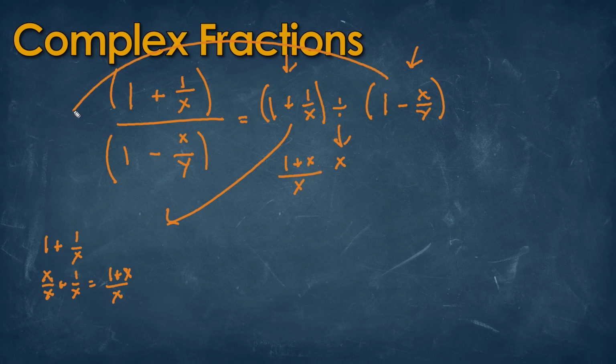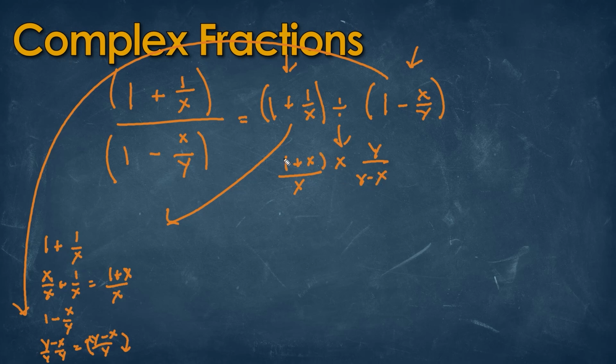Now we can do the same thing for this fraction where we have 1 minus x over y. This is going to simplify to y minus x over y. Now we want to plug that back into here, but this is multiplication, so we're going to have to take the reciprocal of this. We're going to have to flip this. So now we have y on top and y minus x on the bottom.